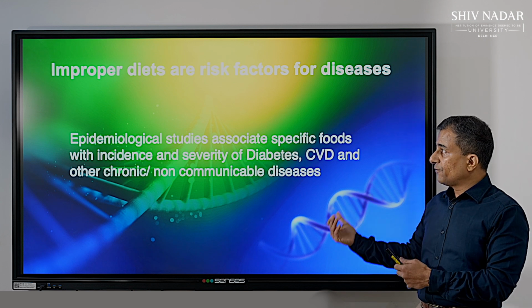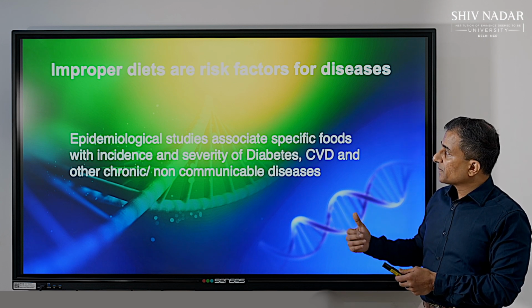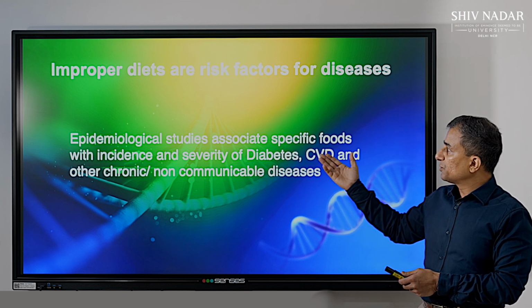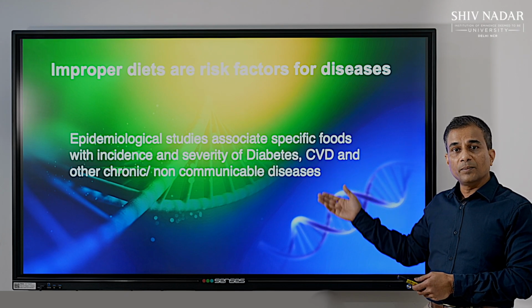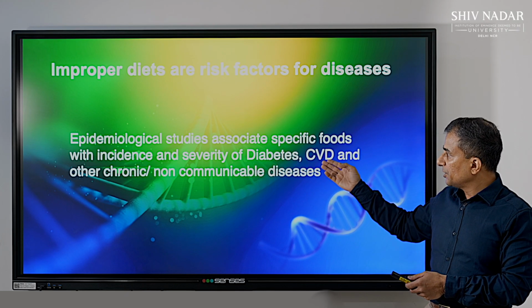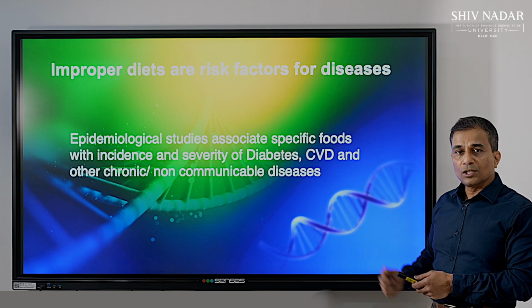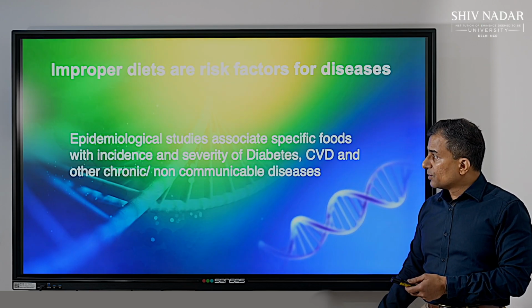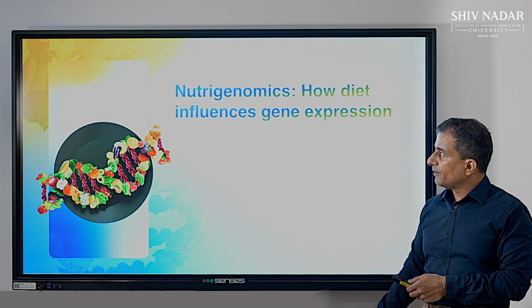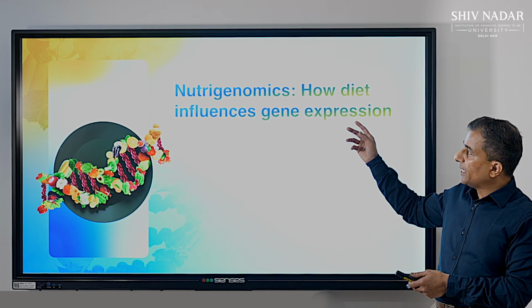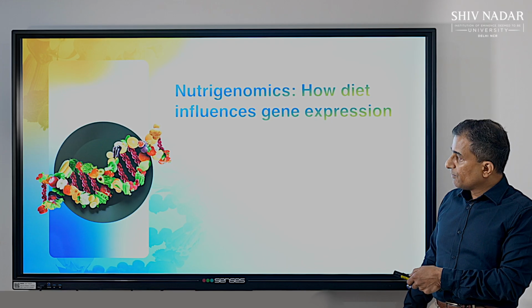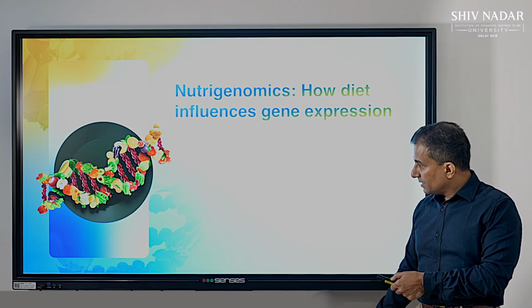And how does it actually affect our epigenetic circuitry? So the epidemiological studies have associated specific foods with the incidence and severity of many non-communicable disorders such as diabetes, cardiovascular, and other chronic non-communicable diseases. But how does it work? So we have to understand at the level of epigenetics. So now there is a science which is called nutrigenomics, how diet influences gene expression. So whatever we eat, how does it affect the genes?